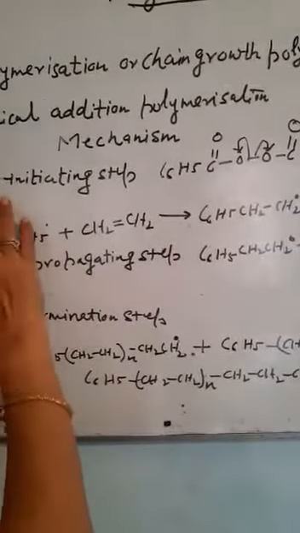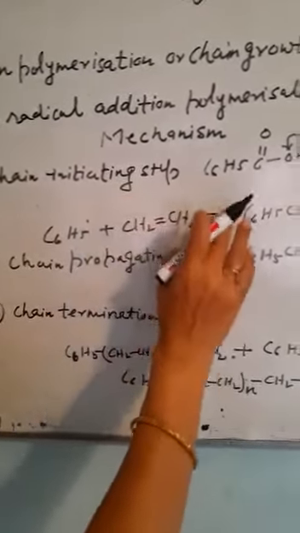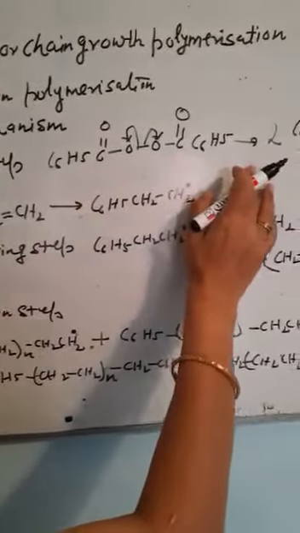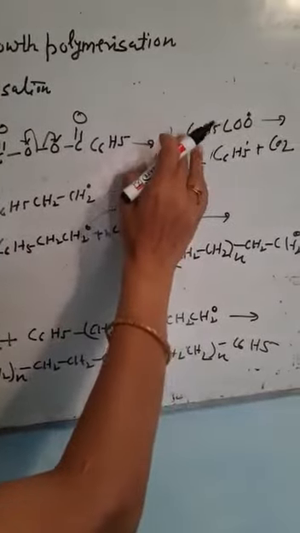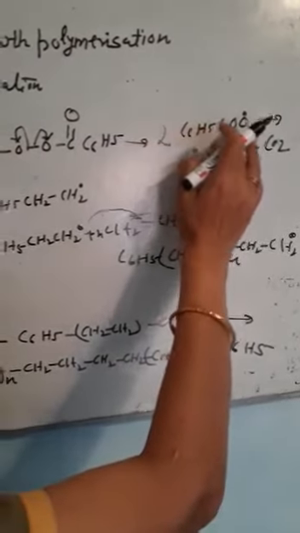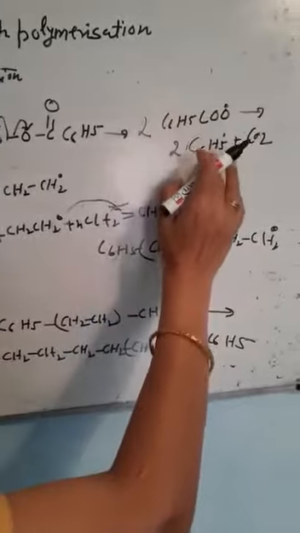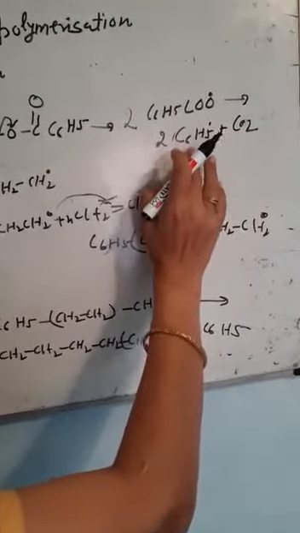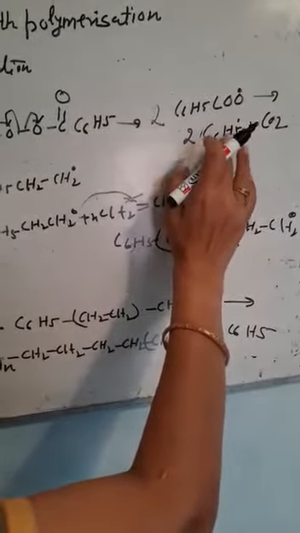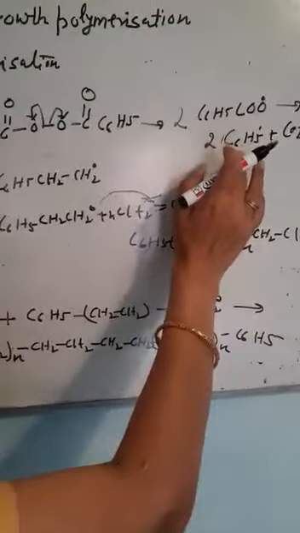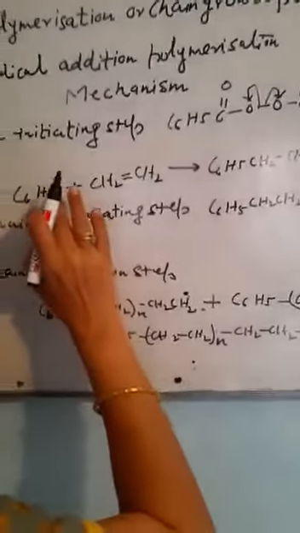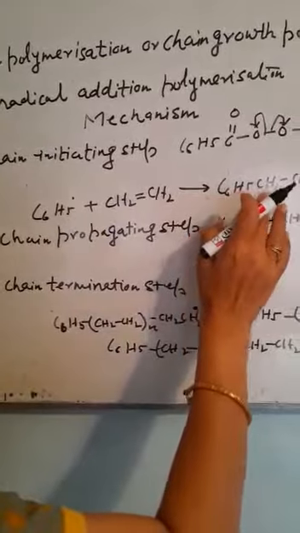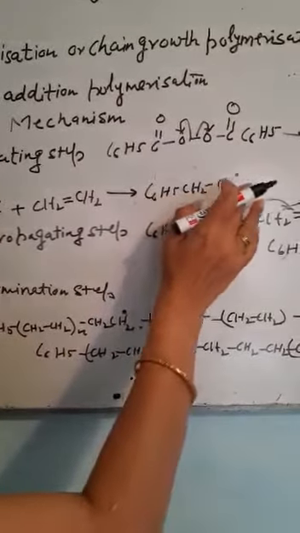The first step is the chain initiating step. In this step, the benzoyl peroxide is converted in the form of free radical. It is 2C6H5COO in the form of free radical. It breaks up to give carbon dioxide and free radical. This is phenyl free radical. It works in the form of an initiator. This phenyl free radical reacts with ethene and a bigger free radical is formed.